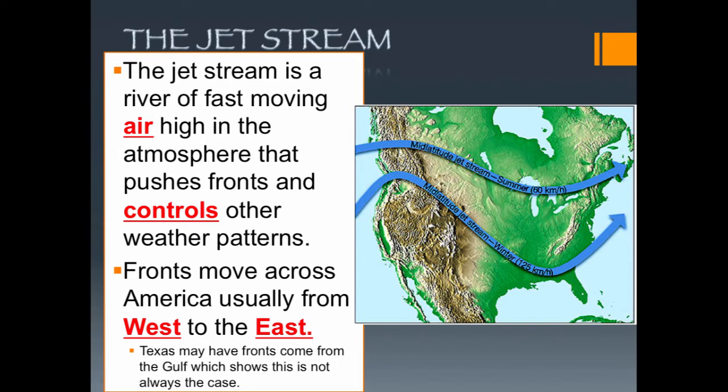But fronts do move across America from that usual west to eastern pattern because we are in the westerlies for our global wind patterns. Now, Texas may have fronts that come in from the Gulf, which this does not show in that case.